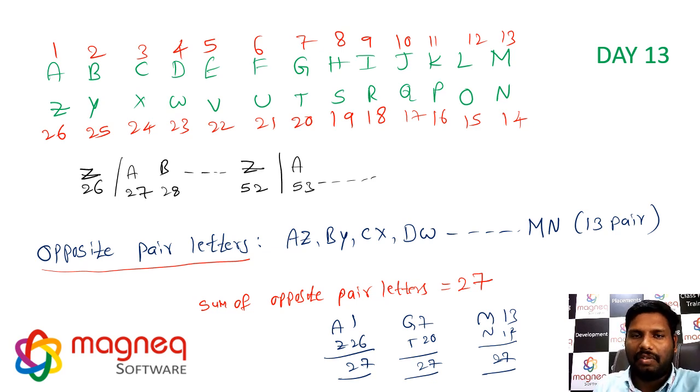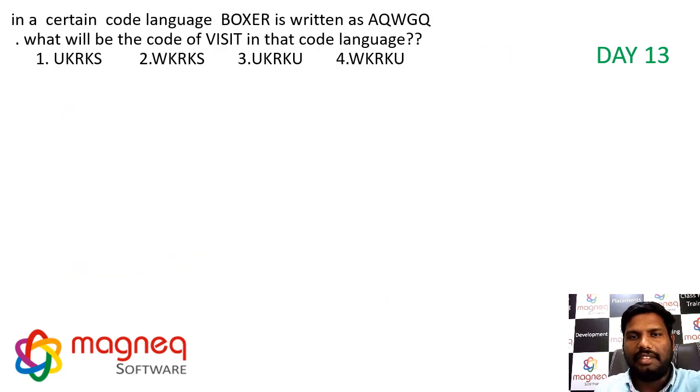By assigning numerical values to the alphabets, A value 1, B value 2 up to Z value 26, next to opposite pair letters. And remember, in this topic, no need of pronunciation, no need of spelling, and no need of meaning. We calculate only letters.